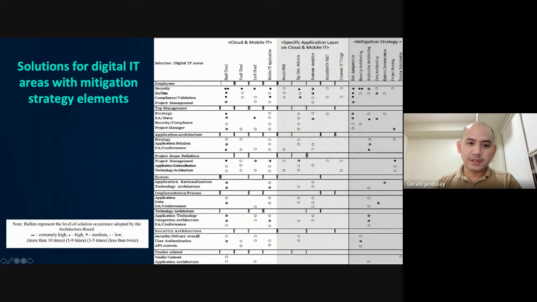So you will see here that the bullets represent the level of solution occurrence adopted by the architecture board. If you see two shaded circles, it means that it's extremely high. If you see one shaded circle, it means high. If you see a half shaded circle, it's medium. And if you see a circle with no shade, it means low. So that's how we can measure the risk for each of the risk categories that we have identified.